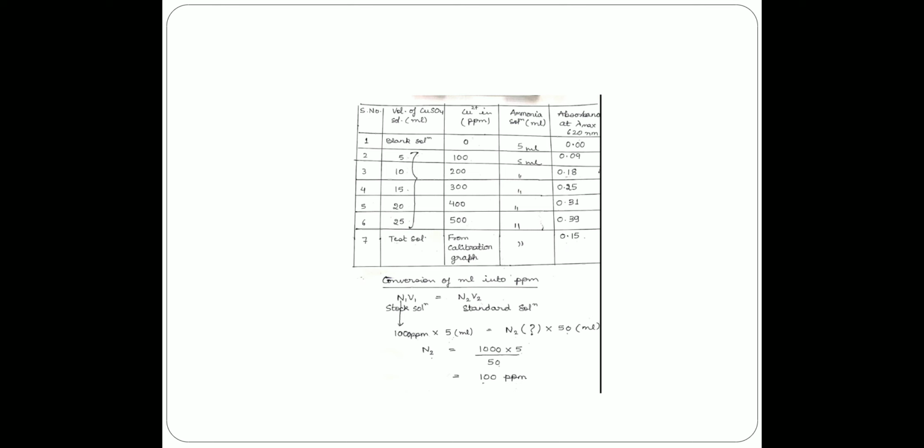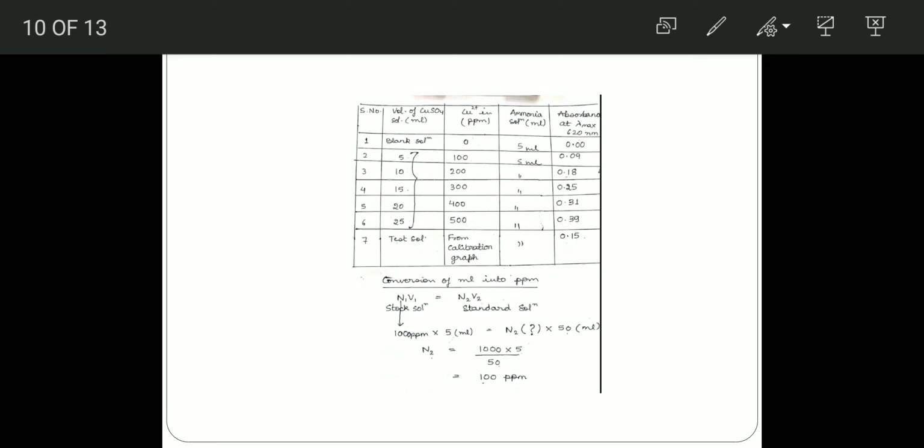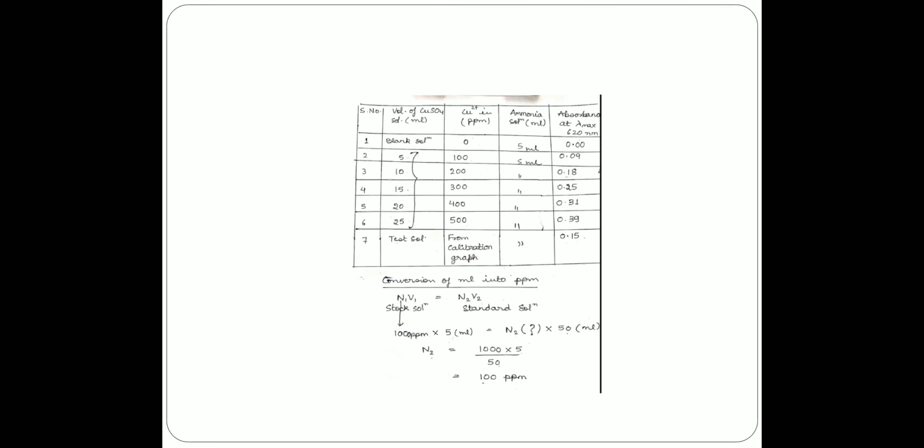Then the concentration of copper sulfate, which was in ml, has been converted in terms of ppm with the help of the formula N1V1 is equal to N2V2, where N1V1 is for the stock solution and N2V2 is for the standard solution. The stock solution was having a strength of 1000 ppm. Volume is a varying volume, that is 5, 10, 15, 20, 25, so we will put them one by one. N2 we have to calculate, and V2 is 50 ml because we have prepared the standard solution in 50 ml quantity. So when we put the values, we get the normality of this standard solution in terms of ppm. You can see that 100, 200, 300, 400, 500 ppm is there.